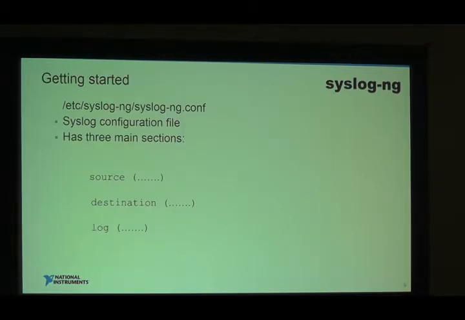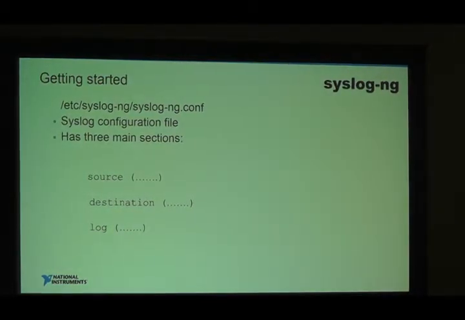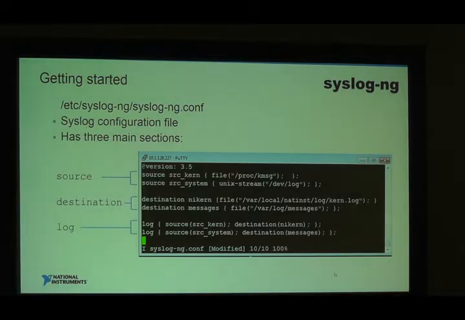To get up and running, you need to modify the Syslog config file. It has 3 sections. The source section specifies the sources of your messages. The destination is where you would like your messages to be logged. And the log path is where you specify the different filtering rules and how you connect the source to the destination. So let's take a look at an example.